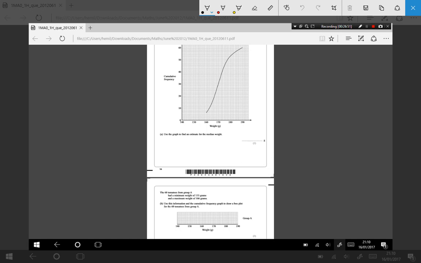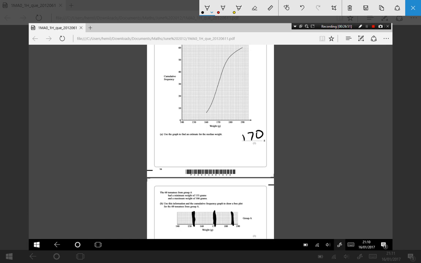So all we have to do now, we just have to draw it. So 153 would roughly be about there. 186 will roughly be about there. And then now we want to use the cumulative frequency. We know that the answer to this was somewhere near 170. So we know that the median is 170. Now we need to find the upper quartile and lower quartile.